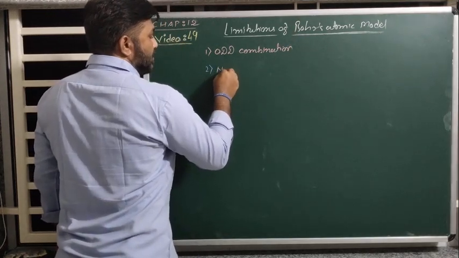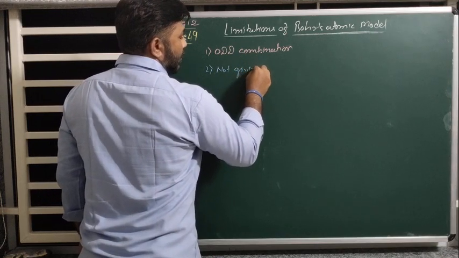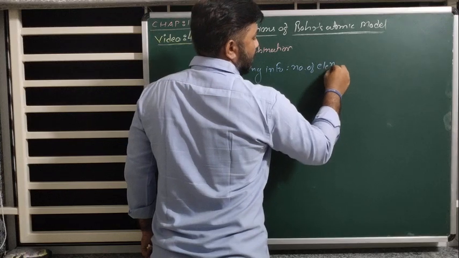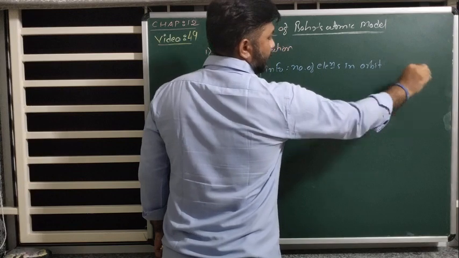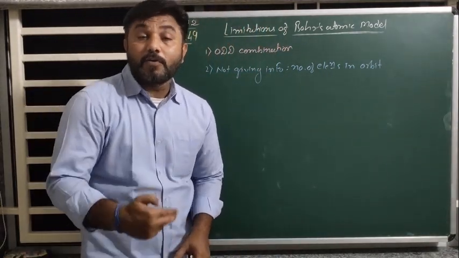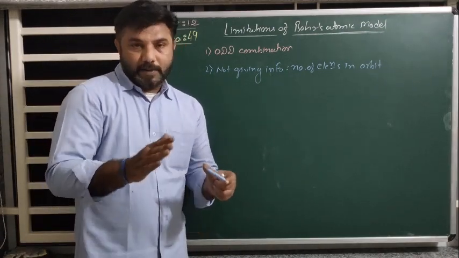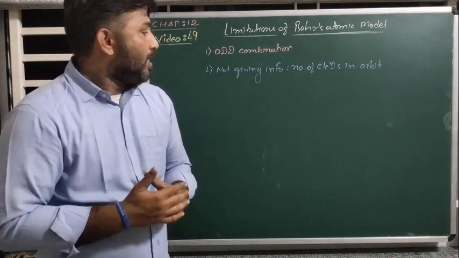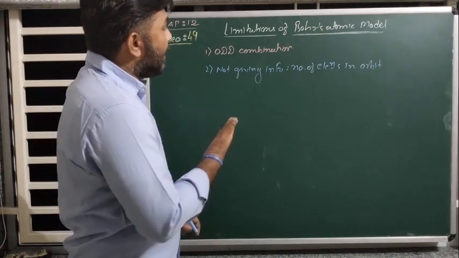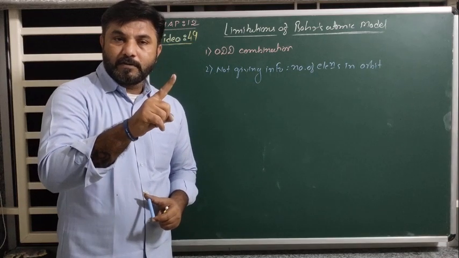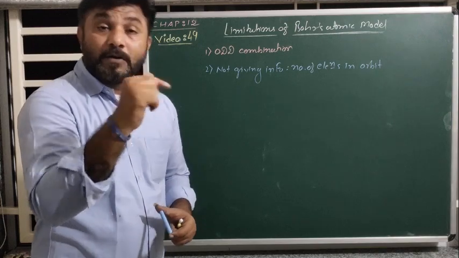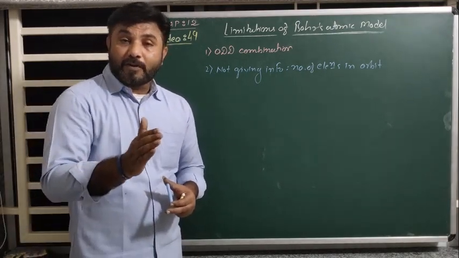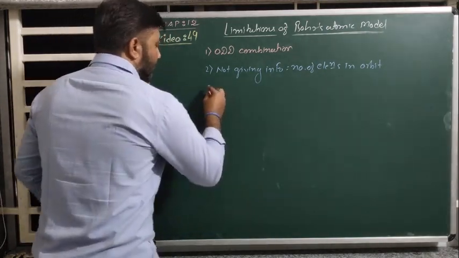Bohr's atomic model does not give information about the number of electrons in an orbit. Means in the first orbit there are 2 electrons, in the second orbit, in chemistry, there are 8 electrons. So the distribution of electrons in that particular stable orbit is not explained. It is not able to be explained by Bohr's atomic model. So first, odd combination of classical physics with quantum physics. Second, Bohr's atomic model does not have any information about the distribution of electrons in the orbits. Third, what is third?